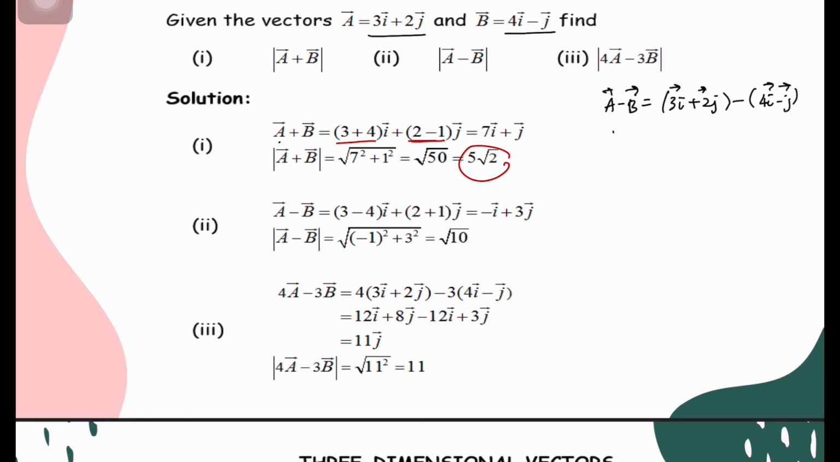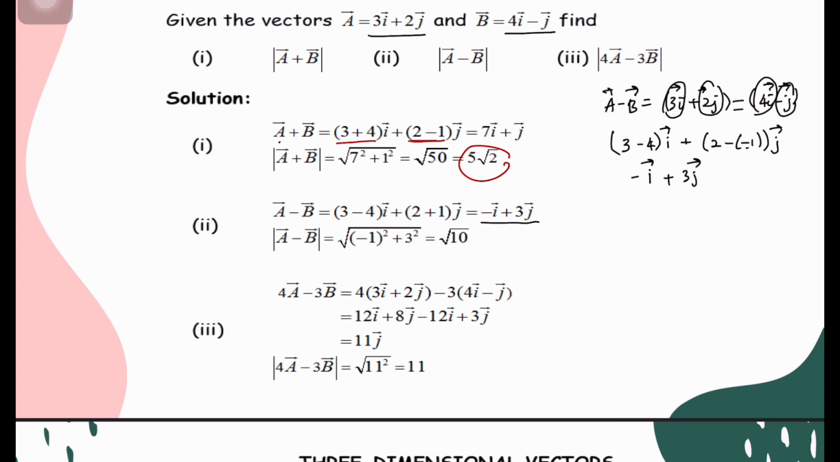So what you need to do is take the i component minus the i component here. So you have 3 minus 4 for vector i, plus the j component minus the j component, so 2 minus negative 1 for vector j. 3 minus 4 gives you negative 1, so you have negative i here. 2 minus a negative is plus, so 2 plus 1 is 3, so you have plus 3j. So you have negative i plus 3j as vector a minus b.